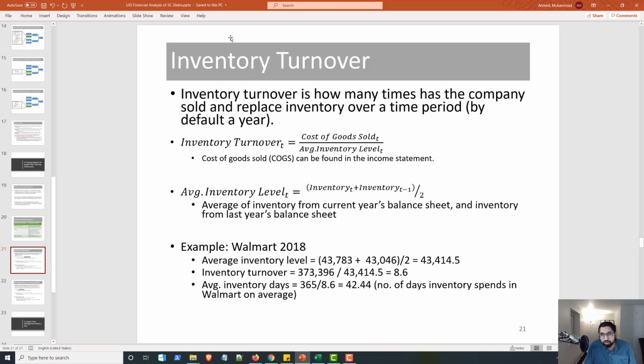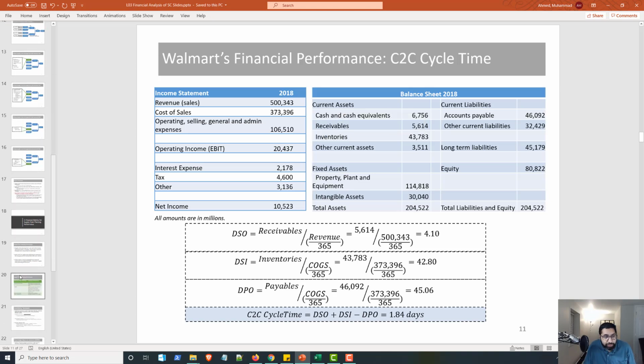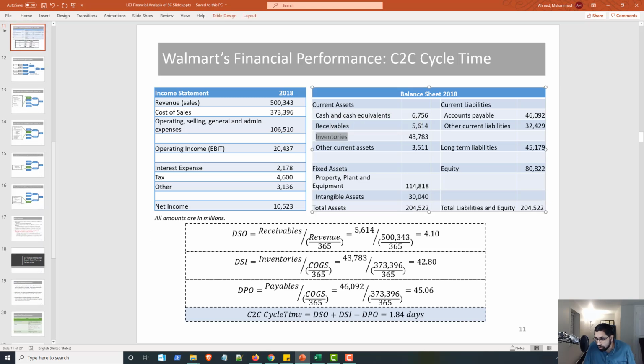To compute it, you take cost of goods sold from the income statement and divide it by the average inventory level from the balance sheet. How do we get average inventory level? The balance sheet only gives me inventories, not the average inventory level. This is the inventories at the end of the financial year. We take the inventories at the beginning of the year and average the two, because if at the beginning of the year they had less inventory and at the end more, then approximately over the year they had a middle value between the two extremes. That's the best we can do with financial statement data.